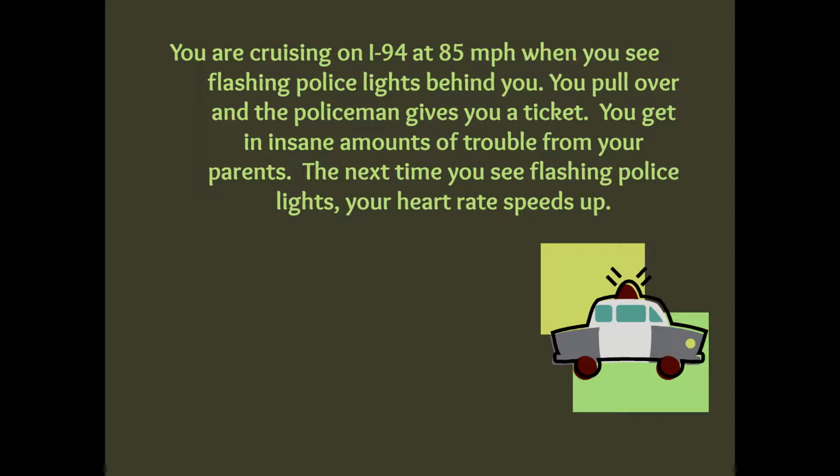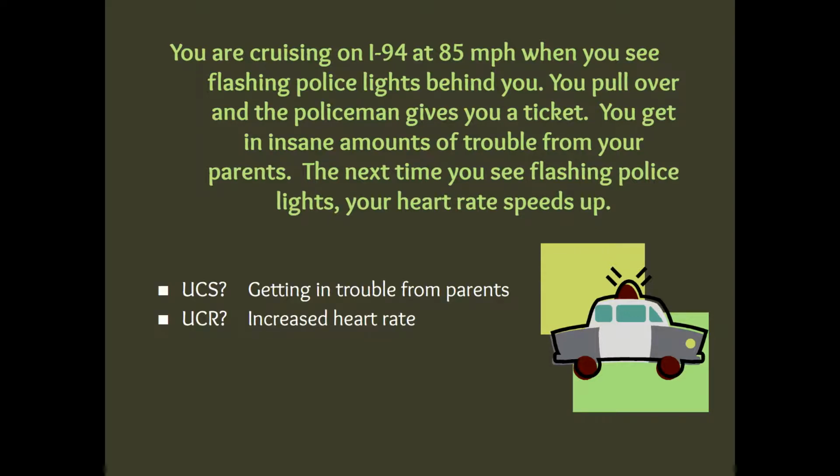So let's say you're cruising on I-94, 85 miles per hour. You see a flashing police light behind you. You pull over, and the policeman gives you a ticket. You get an insane amount of trouble from your parents. The next time you see a flashing police light, your heart rate speeds up. What do we got? So getting into trouble from your parents is the unconditioned stimulus. The unconditioned response is increasing your heart rate.